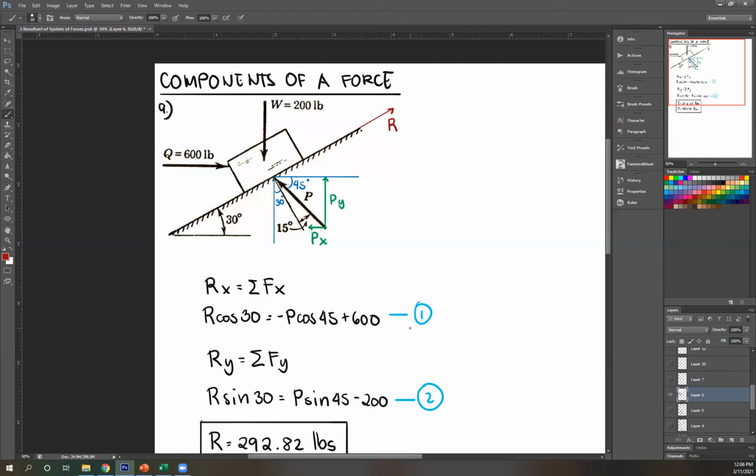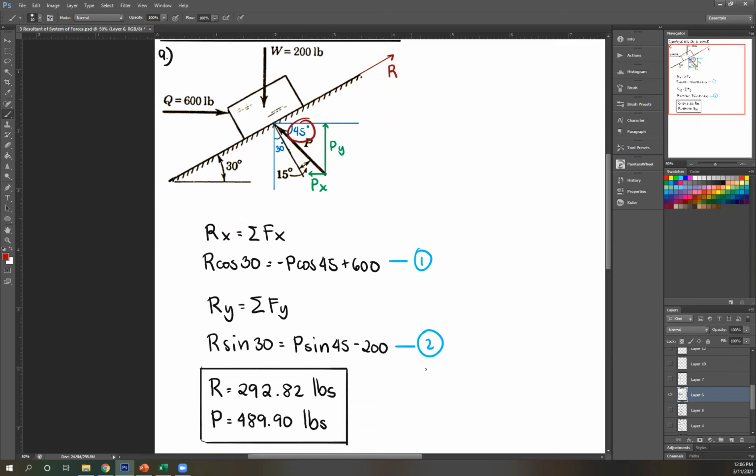Move on to the next possible equation, which is your Ry. Again, Ry is your summation of forces y. Ry is R sine 30, which equals the summation of all forces y. Starting here, Py is upward, therefore positive, and Py is just P sine 45. Next, we have this weight, 200 pounds downward, therefore negative 200. So now that's your second equation.